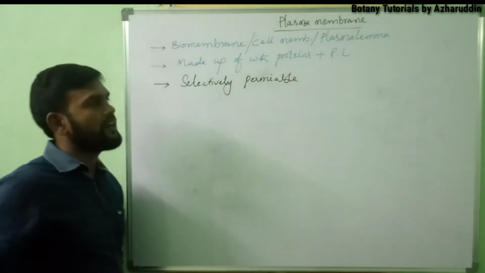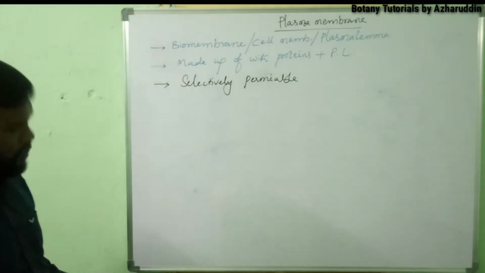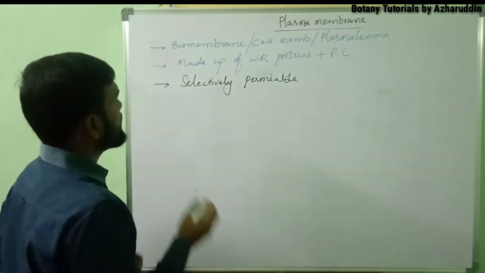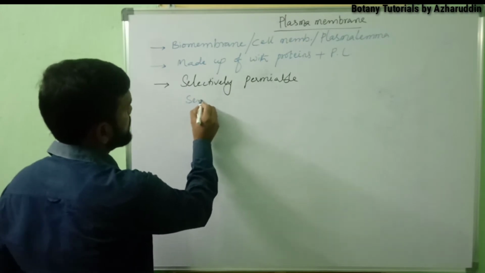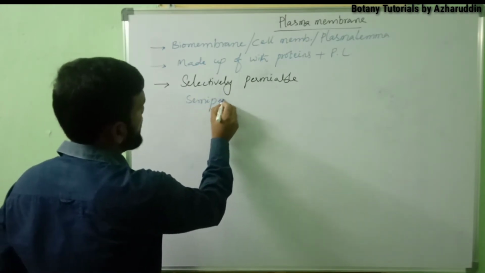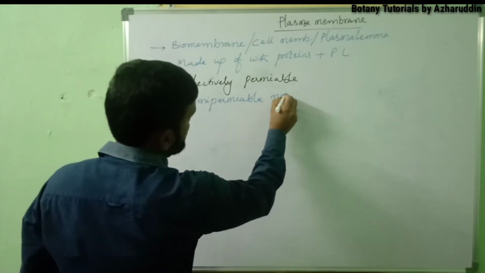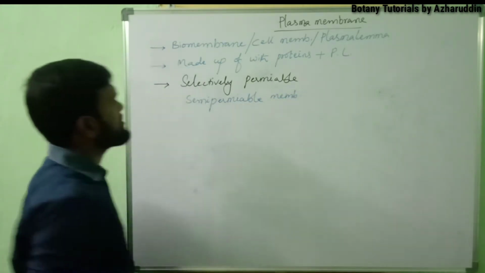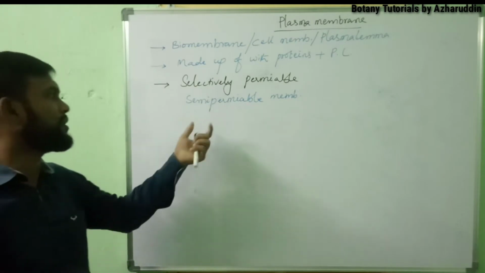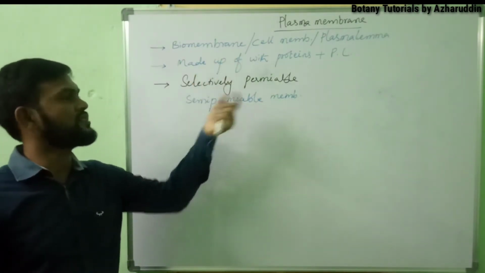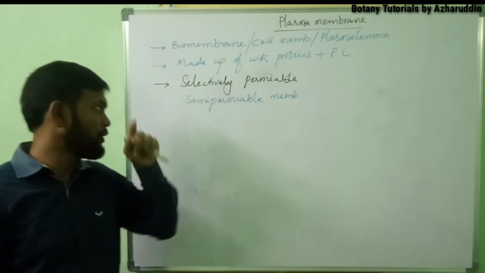In some books it is also written that this plasma membrane is a semi-permeable membrane. In most of the books it is written as selectively permeable membrane. In some books it is also given that plasma membrane is a semi-permeable membrane.